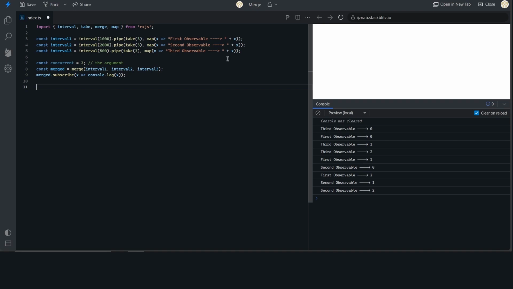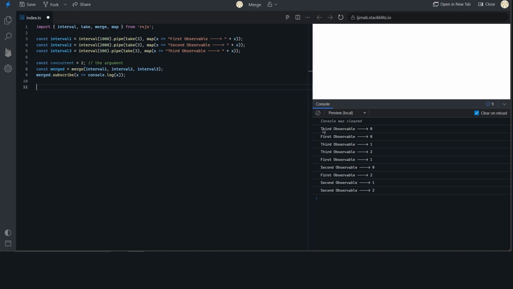In this example, we have three intervals. The first interval emits a value after 1 second. The second interval emits a value after 2 seconds. And the third interval emits a value after 500 milliseconds. And all of these observables are merged using the merge operator.